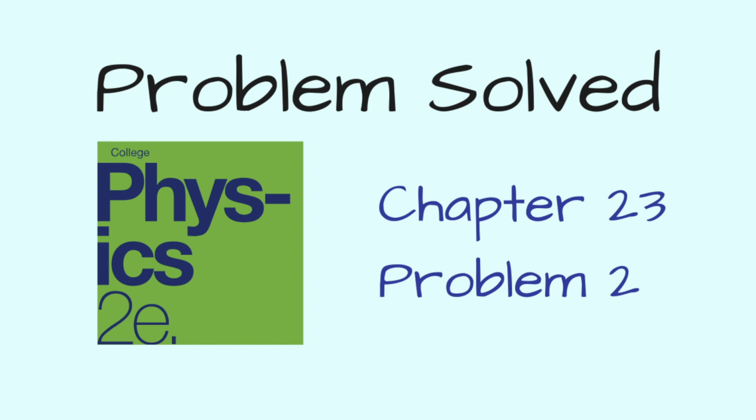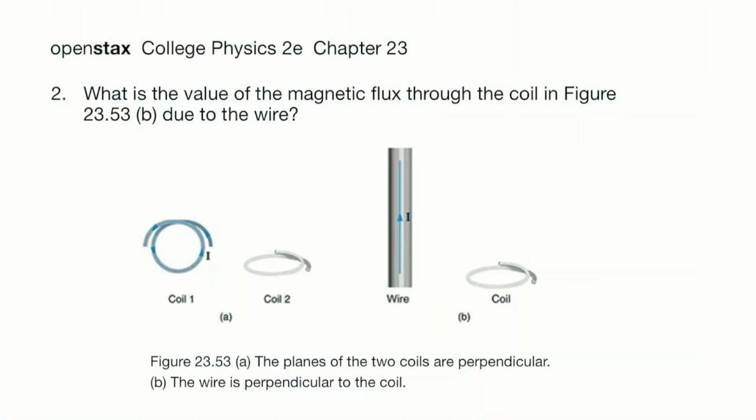Welcome! In this video, we are going to take a look at problem 2 from Chapter 23 of College Physics 2E by OpenStax. In this problem, we need to find the magnitude of the magnetic flux through the coil due to the wire in part B of the figure.